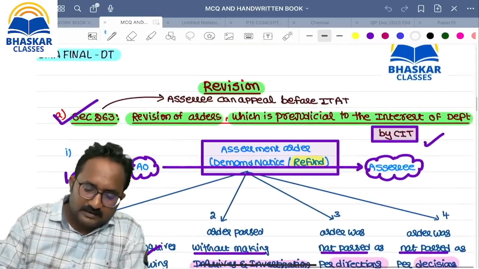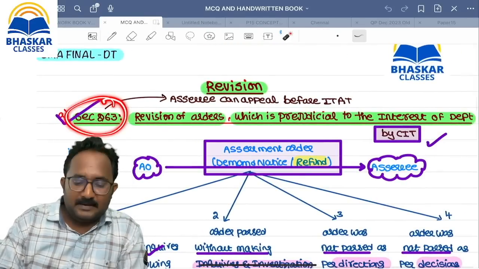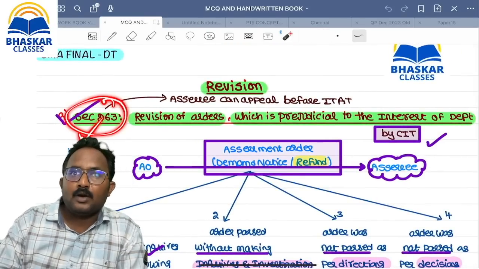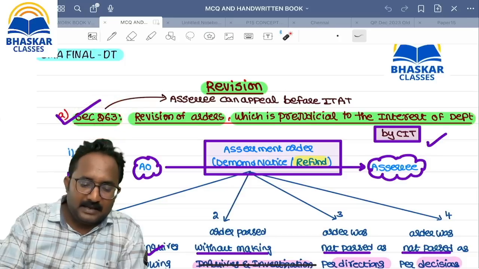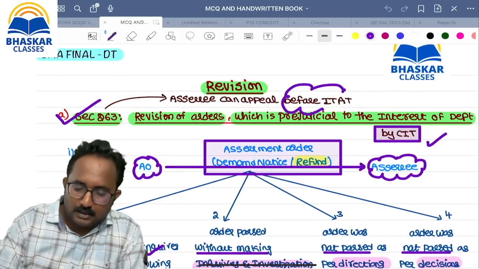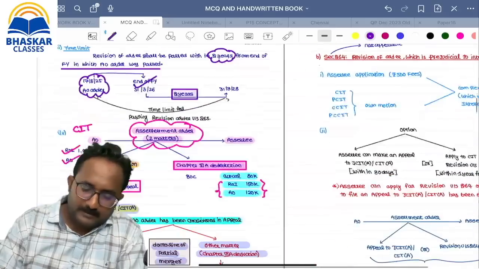Now, that is the only point mentioned at the top of the page, ma. Whatever the order of 263 is, it is a revised order in favor of the department. Now, if it is not agreed by the SSC, it can make an application before whom, ma? ITAT. Are you clear, ma? Now, 264, please open.